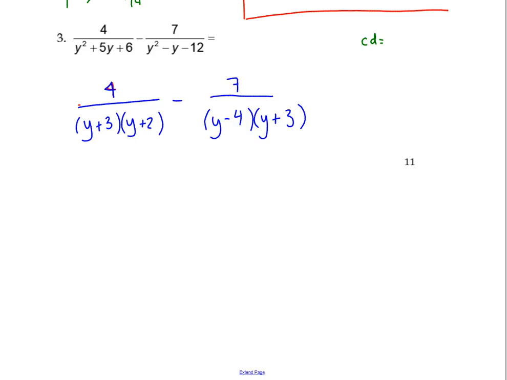So now it's easy to see what would my common denominator be. They each have what? They each have a y plus 3, so that's nice. The first one has a y plus 2 that the second doesn't. The second has a y minus 4. So it'd be the product of those three.